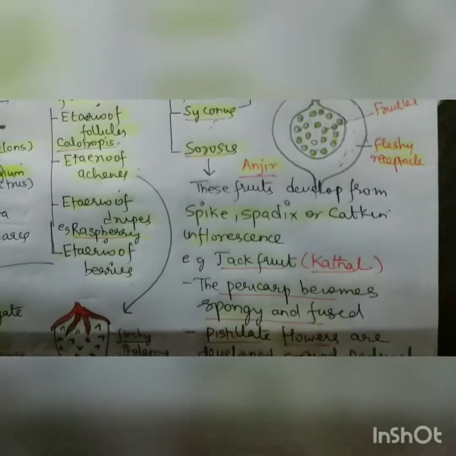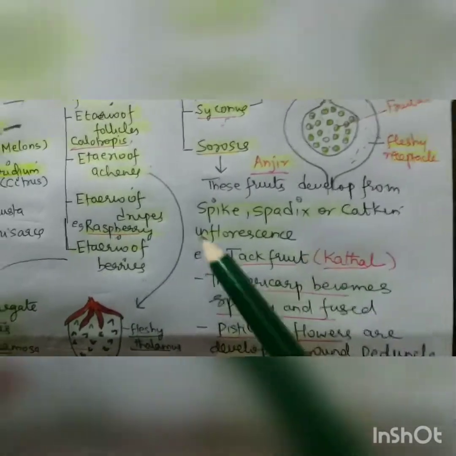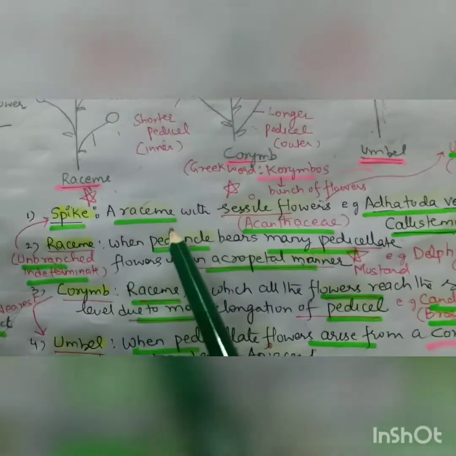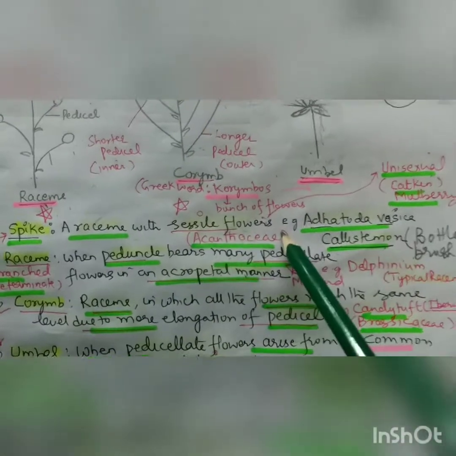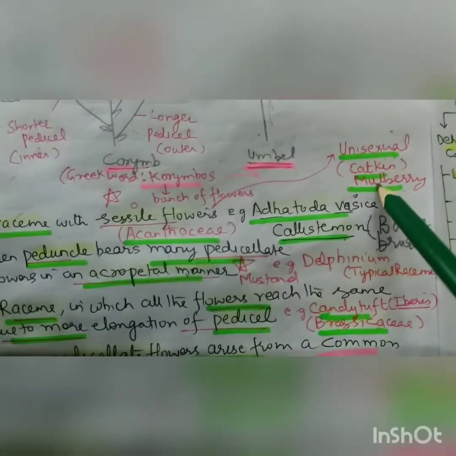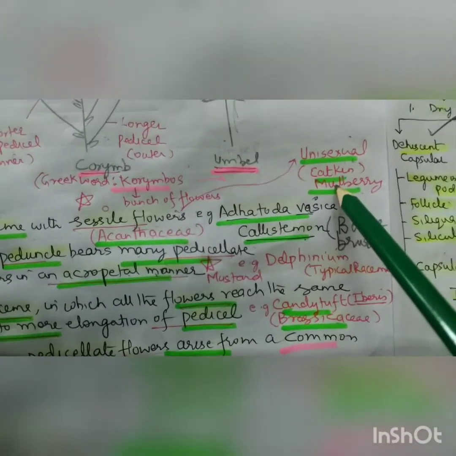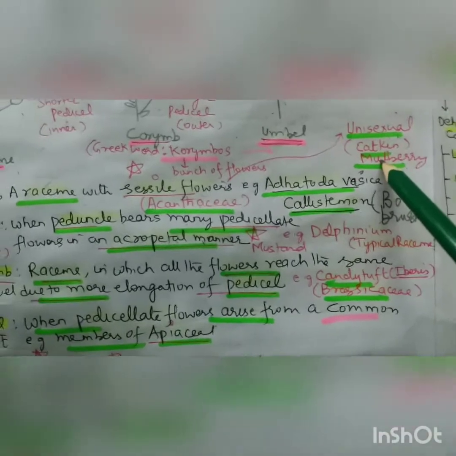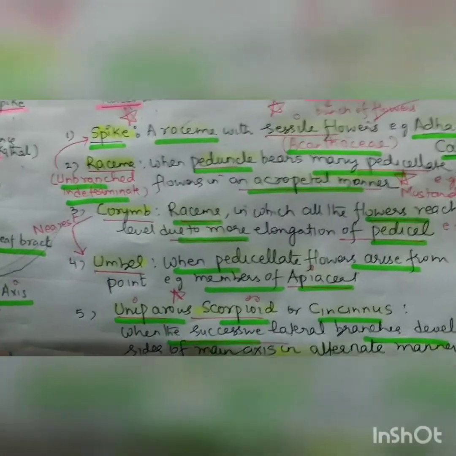Then is the sorosis. These fruits develop from the spike, spadix or catkin inflorescence. I explained to you yesterday also what a spike is. A spike is a raceme with sessile flowers, right? If these sessile flowers are unisexual, then this is called catkin. So I am telling you spike and catkin, right? From these spikes and catkins, we came to the fruit called sorosis.